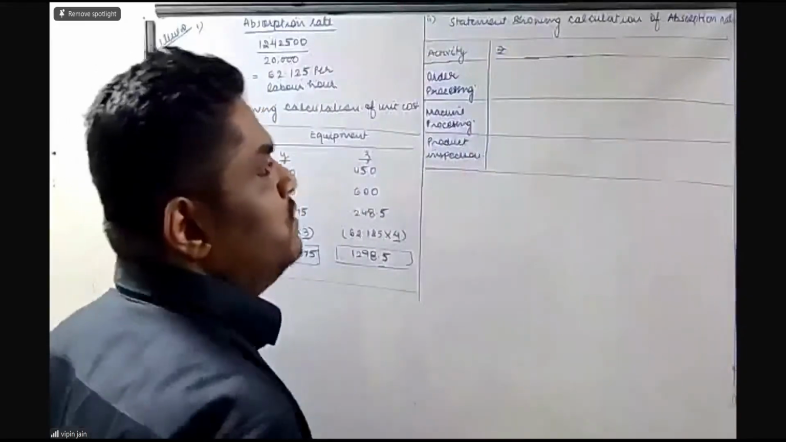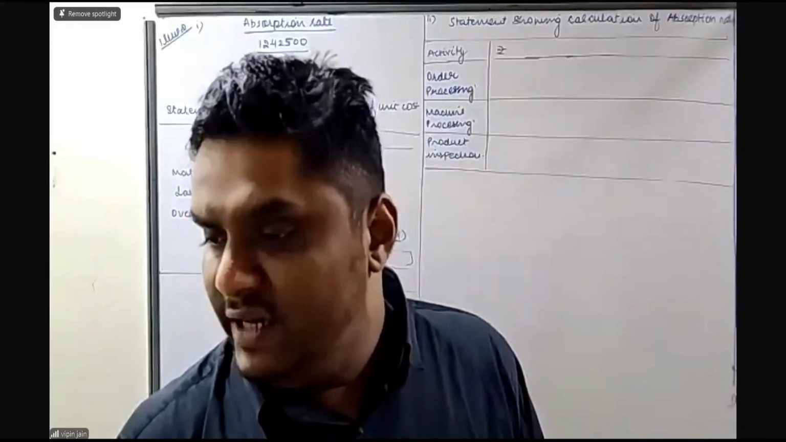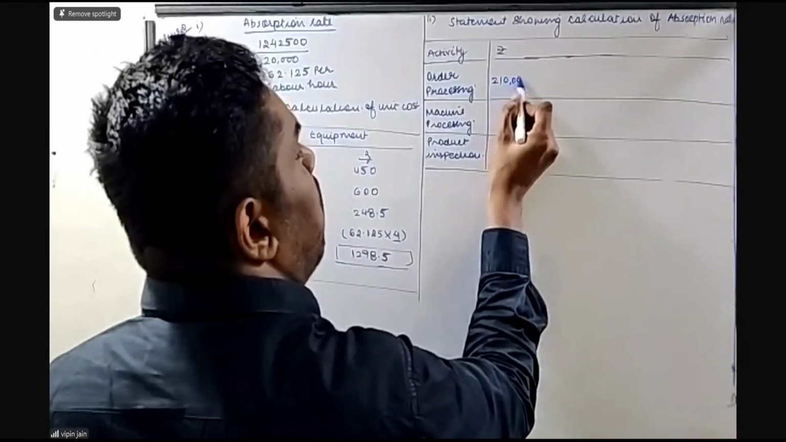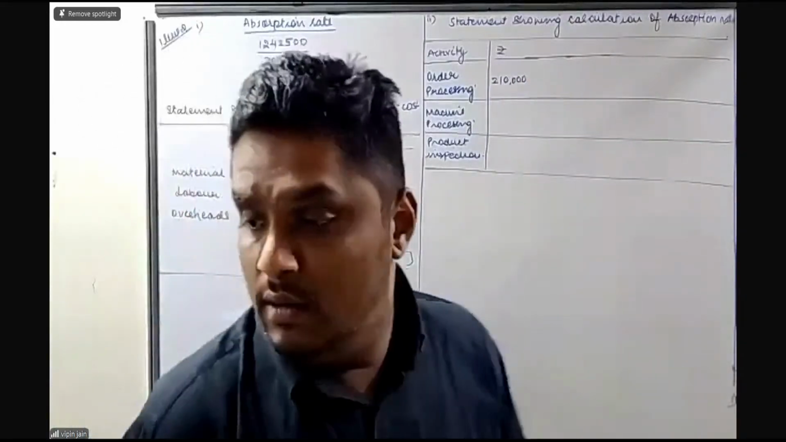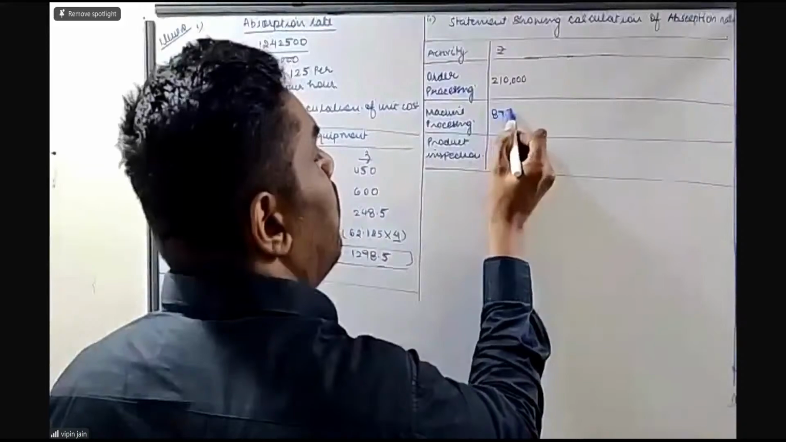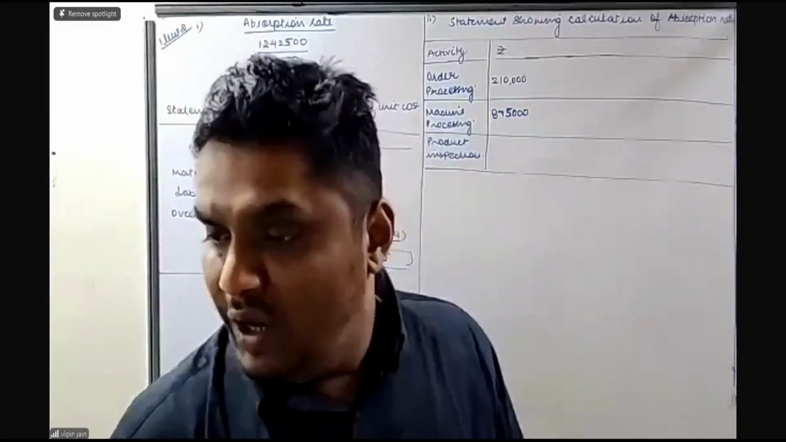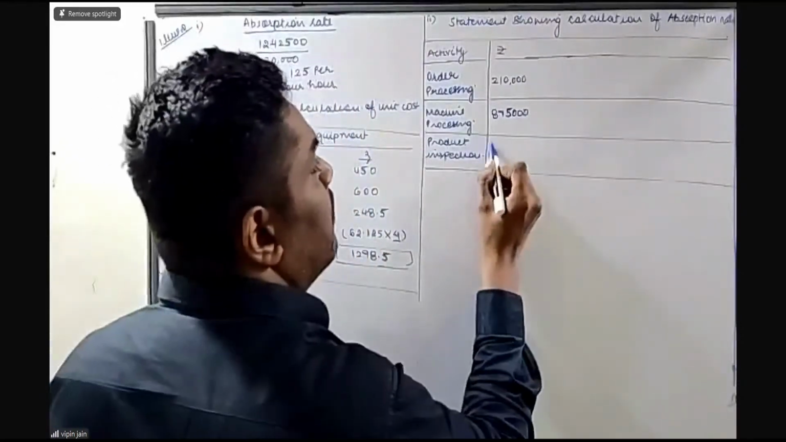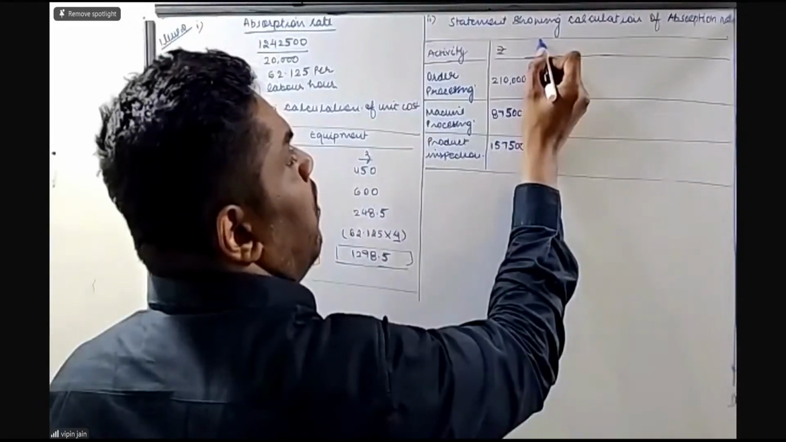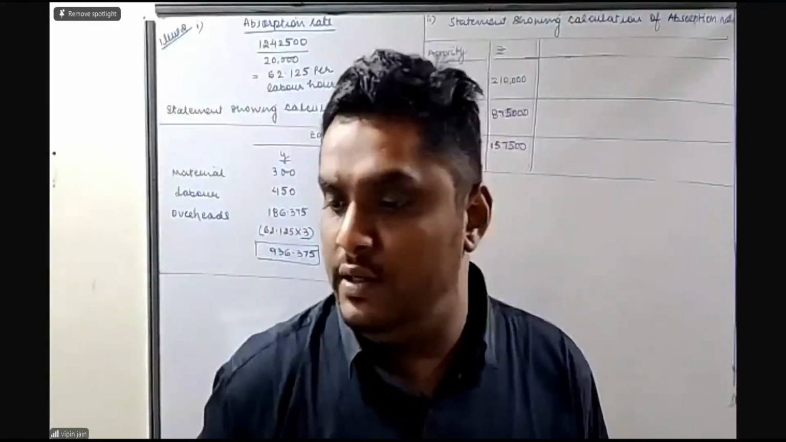The total amount is also given for all the three items, that is 2,10,000, 8,75,000, and 157,500. This master chart you have to prepare in each and every question.